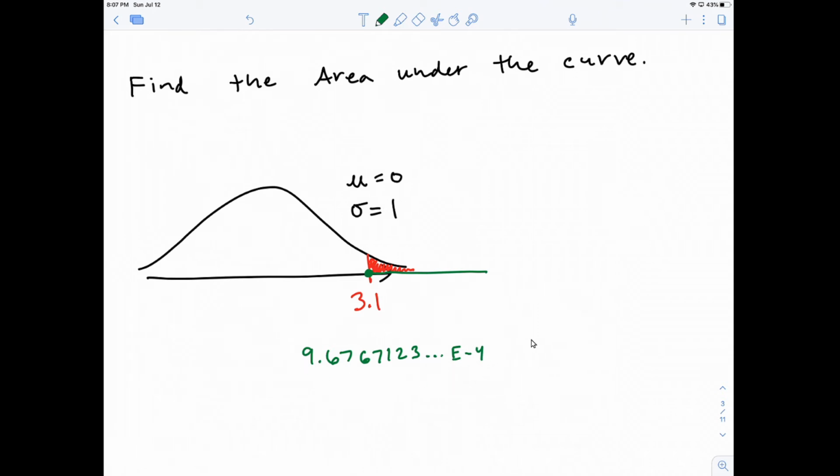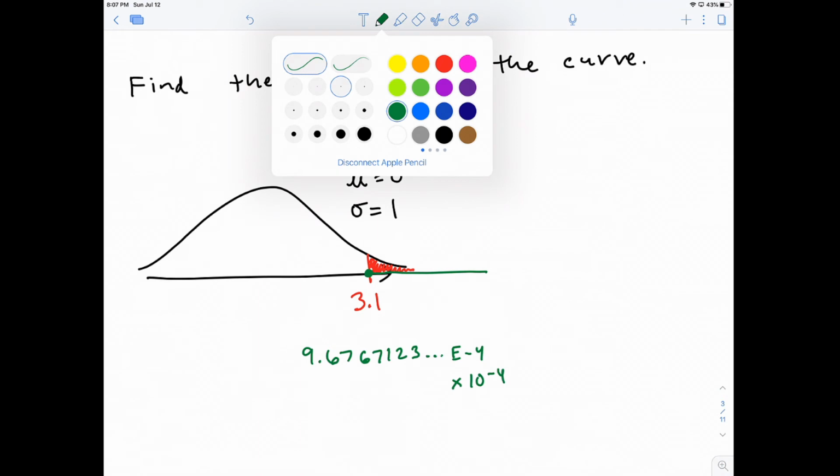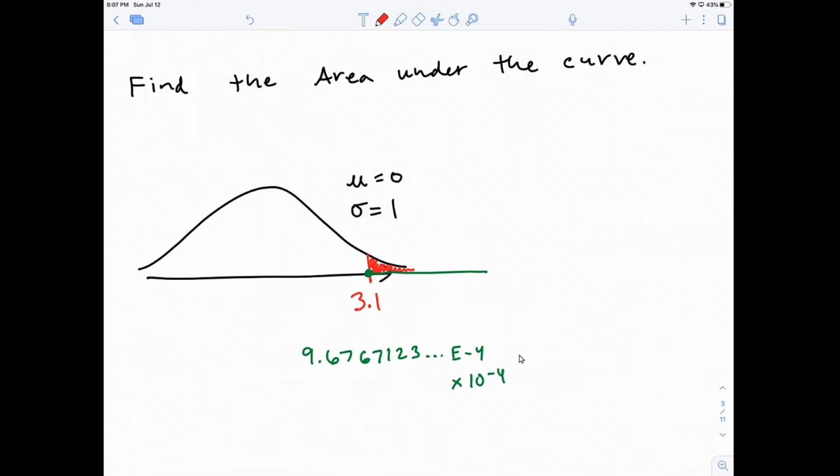So this is scientific notation. The e to the negative 4 essentially means times 10 to the negative 4. But I'll just go ahead and tell you the shortcut. Whenever you see a number in scientific notation on the TI-84 that looks like this, what it's telling you is we're going to move this decimal point 4 times to the left. That's going to be the number in standard notation, right?